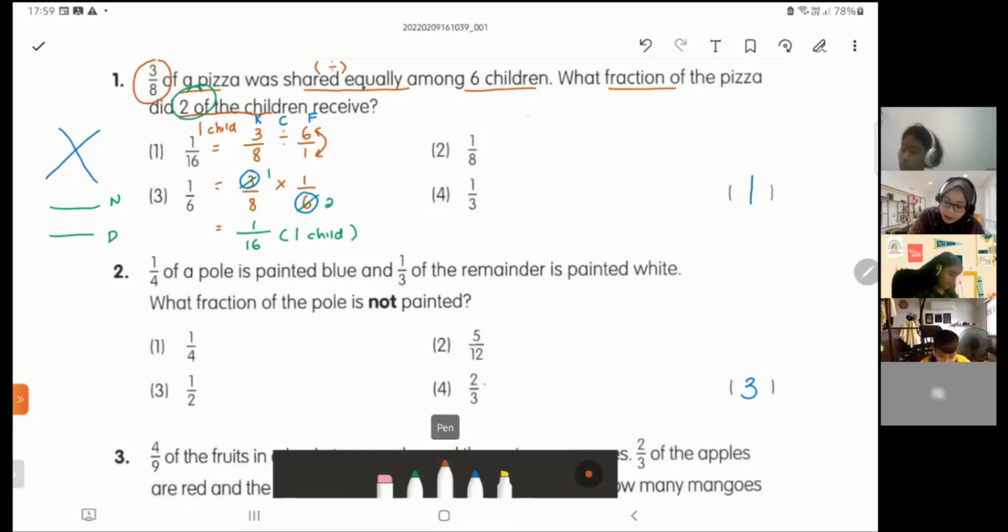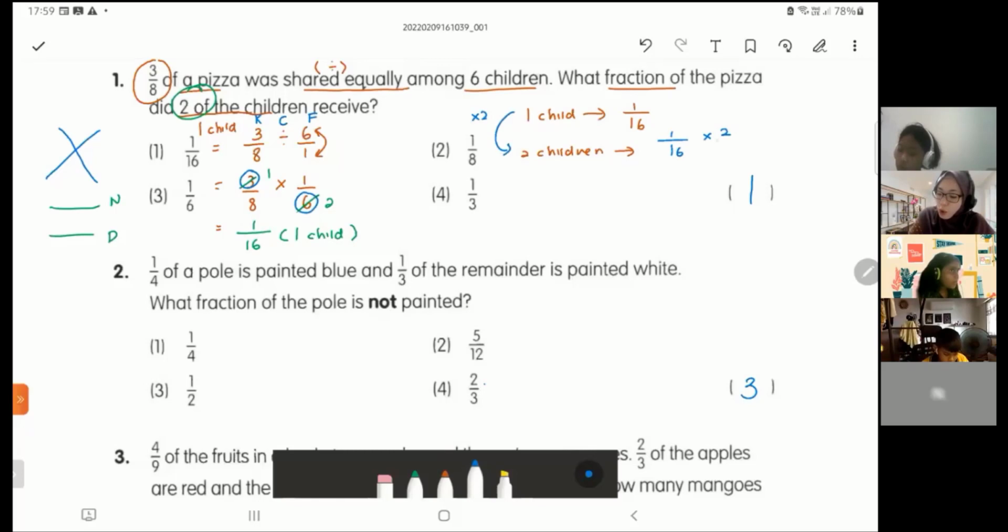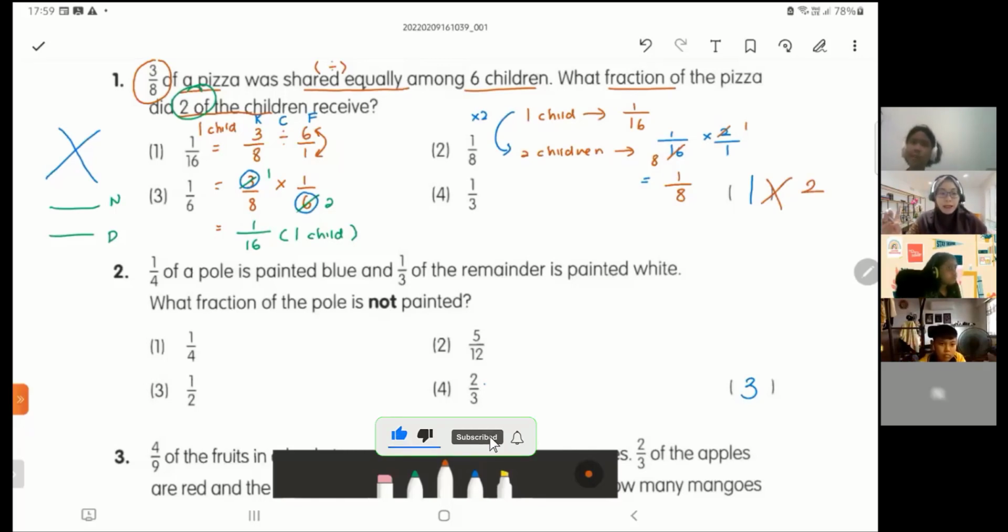If 1 child is 1/16, so 2 children will be, you need to times 2, right? So over here, 1 over 16 times 2 over 1 equals, so the same thing, right? You're going to look crosswise, this and this. Divide by 2, divide by 2, 8. So the answer is 1 out of 8. So it's not number 1 because 1 over 16 is for one child. I want 2 children. Answer is number 2. Okay. Now, next one, number 2.